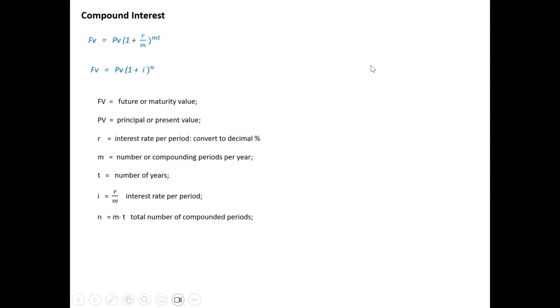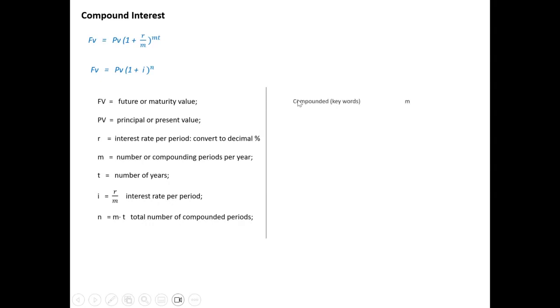The R stands for the interest rate per period. You have to convert the percent to a decimal. The M is the number of compounded periods per year. The time has to be in years. The I is the interest rate per period, which is R divided by M. And the N is M times T, which is the total number of compounded periods.